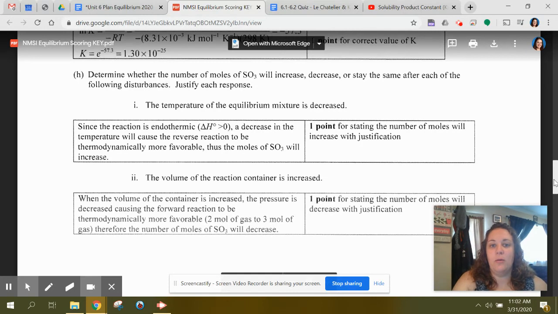Okay, so on this problem, we had 2 moles of gas reactant and 3 moles of gas product. So when we increase volume, it shifts forward or shifts right to the side with more gas. SO3 was our reactant, so that means that the SO3 concentration decreases for this one.